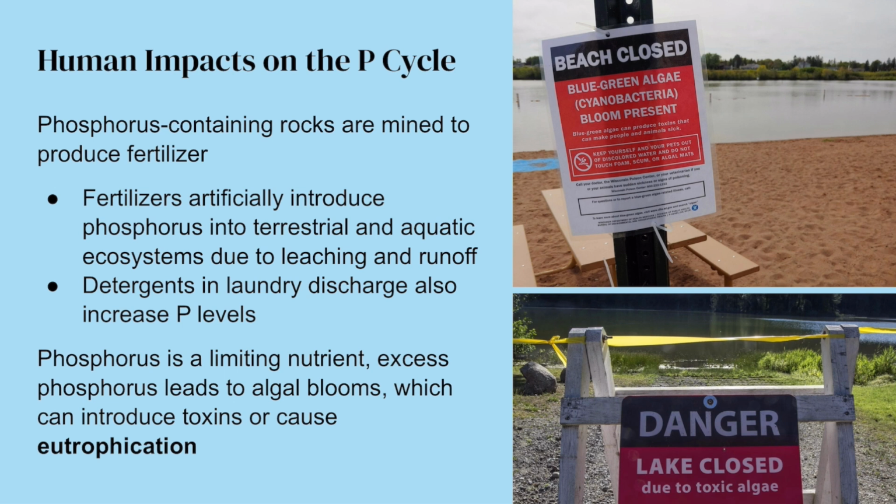So that's the primary reservoir of phosphorus, these sedimentary rocks, and those sedimentary rocks are mined and used to collect that phosphorus to add into fertilizers. Fertilizers artificially introduce phosphorus into terrestrial and aquatic ecosystems. This is due to leaching and runoff. So when you apply fertilizers to an area, when it rains or when you water that land, some of that phosphate is going to be carried away by the rainwater and moved into other terrestrial areas or into aquatic ecosystems.